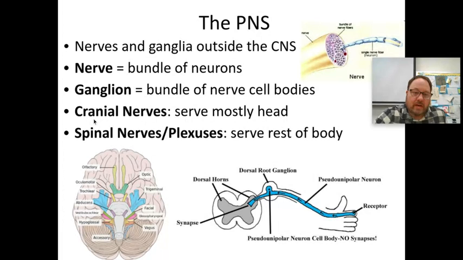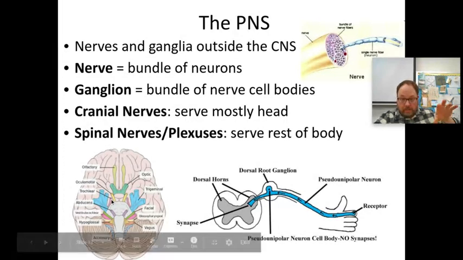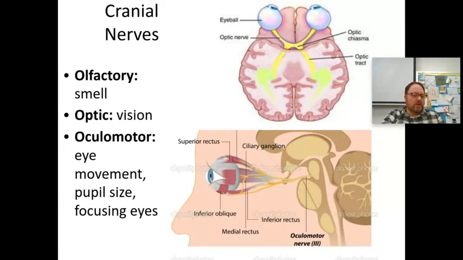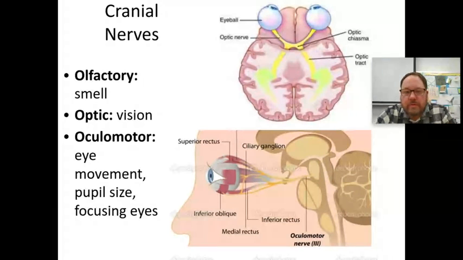Now, nerves are categorized into cranial nerves or spinal nerves. Again, cranial nerves branch off the brain, like what we see in this image here, and then spinal nerves branch off the spine. So we've had a little bit of exposure to cranial nerves. Let's run through those quickly here.